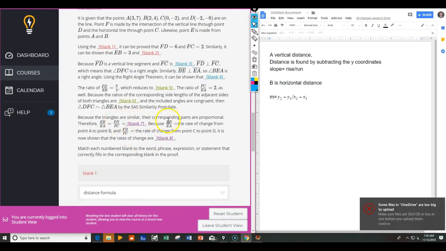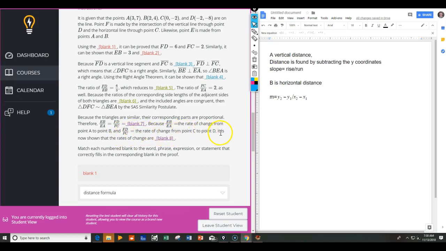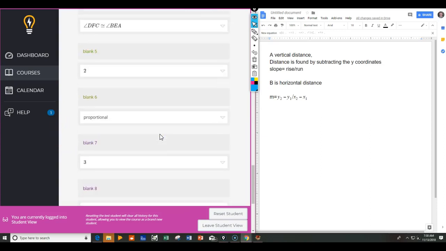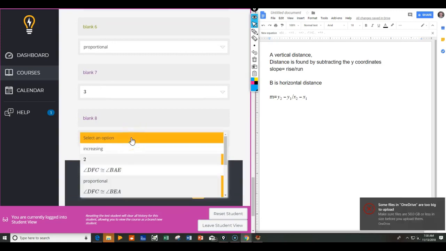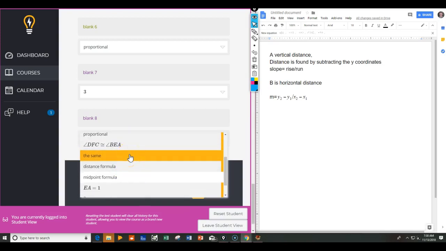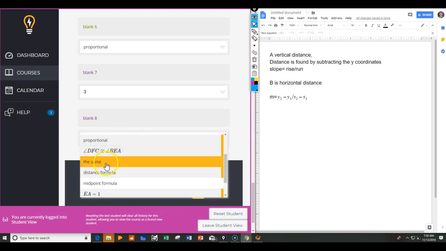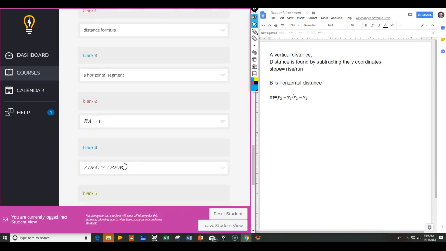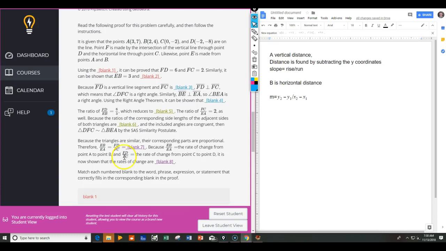Okay, so because the distance of EB divided by the distance of EA is equal to the rate of change from point A to point B, and the distance of FD divided by the distance of FC is equal to the rate of change from point C to point D, it is now shown that the rates of change are congruent, since 3 is the same as 3. Not increasing, we're not talking about angles, the same. Okay, so the same is another way of saying congruent. So slopes can be the same, ratios can be proportional. So I hope that helps.